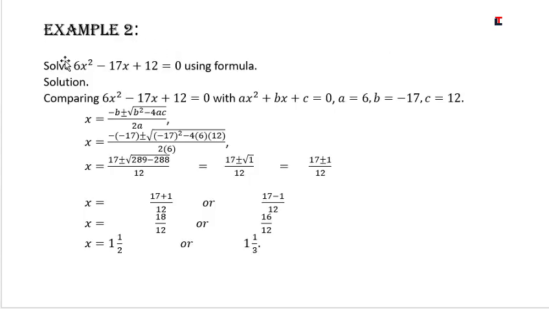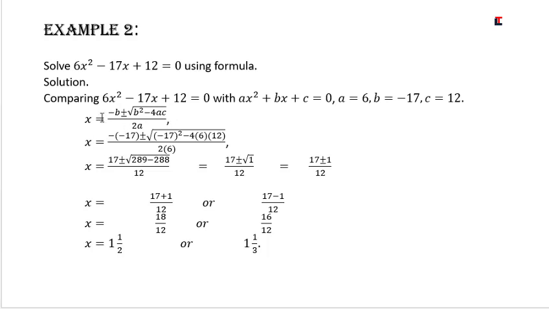Example number 2. I was told to solve the equation 6x squared minus 17x plus 12 equals 0 using the formula. So comparing this to my general equation, my a is 6, my b is minus 17, and my c is plus 12. So I will write my equation. This is my general equation, my formula, or what you call the almighty formula.